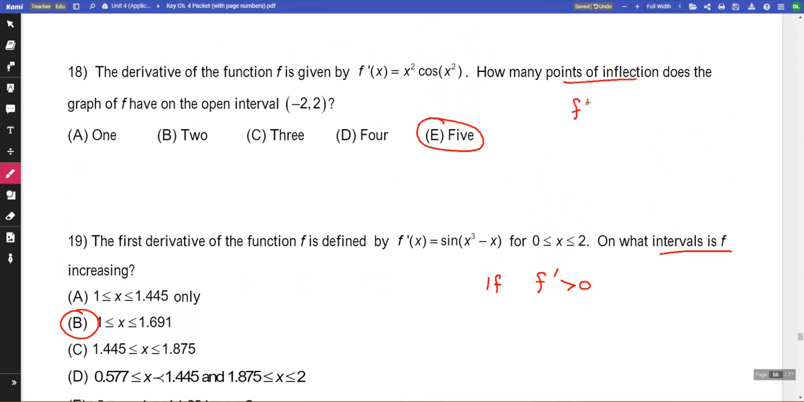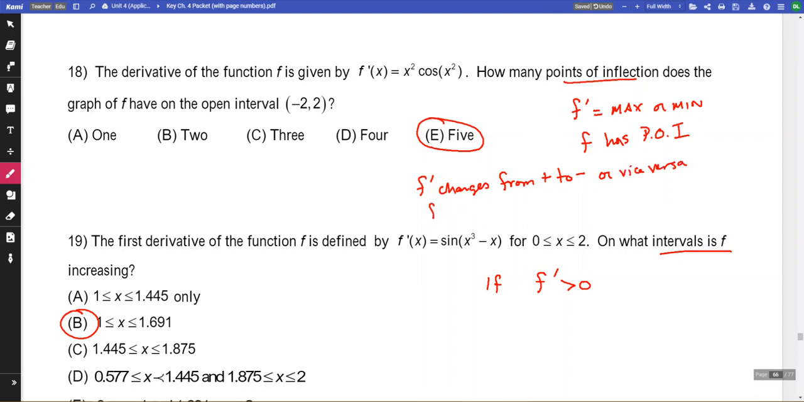So if f prime is equal to a max or a min, then f has a point of inflection. And the reason for that is simple: if f prime changes from positive to negative or vice versa, then f has a max or a min. Well, if f double prime changes from positive to negative or vice versa, f prime has a max or a min. So a max or a min on f prime is going to be a point of inflection on f.